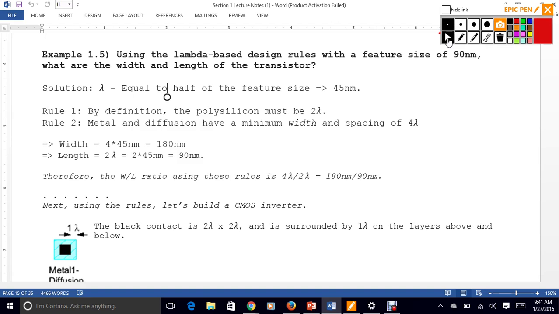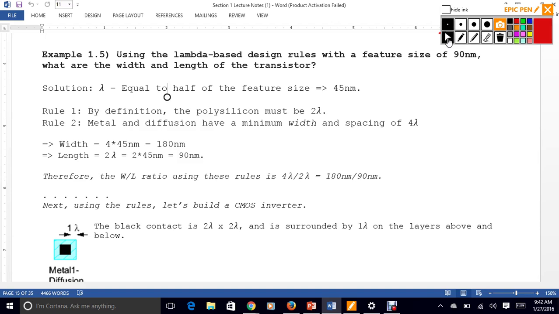So first thing we know, what is the size of lambda in a 90 nanometer feature size? 45 nanometers, you're correct. Lambda is equal to half of the feature size, therefore 45 nanometers. Rule, so again, I'm including more explanation than we need to include on the homework.